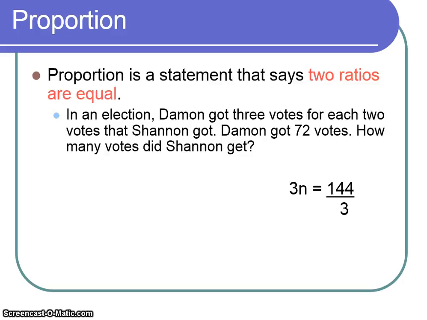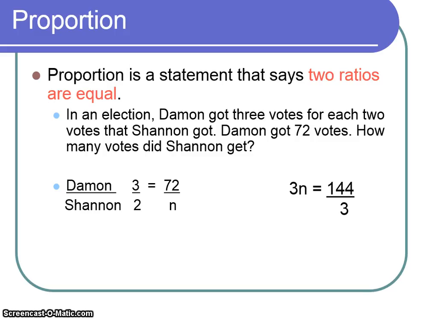Now, a proportion is a statement that says two ratios are equal. So one of the previous statements was a proportion, the other one was not. Okay, let's say we have an election and Damien got 3 votes for each 2 votes that Shannon got. And Damien got 72 votes.